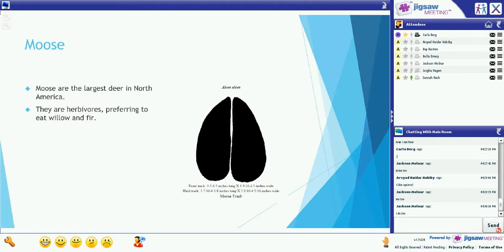Moose. Moose are the largest deer in North America. They are herbivores, preferring to eat willow and fir.